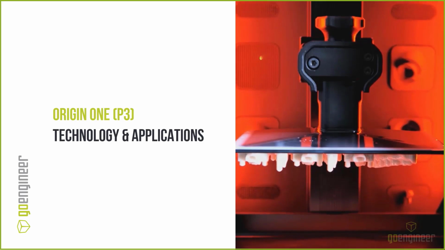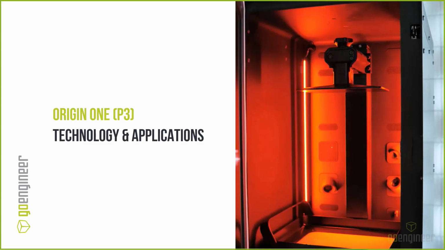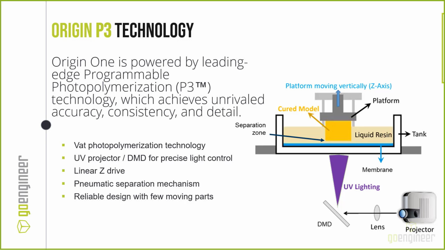Okay, let's talk about the other form of vat polymerization, the top-down version, digital light processing, DLP. Origin P3 technology is based on vat photopolymerization. This little graphic here kind of shows how things are working. You have a projector, a UV projector, that goes to a DMD through a lens. A DMD is a digital mirror device that will end up reflecting the image to the bottom of the tray of resin.